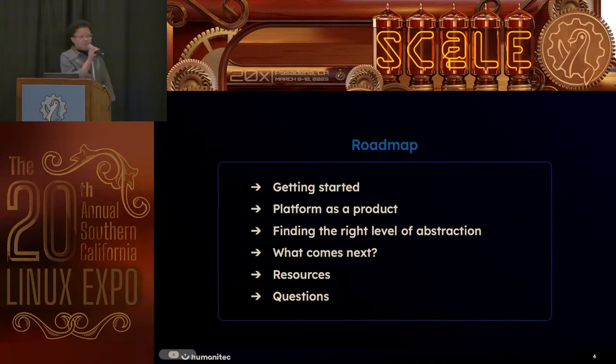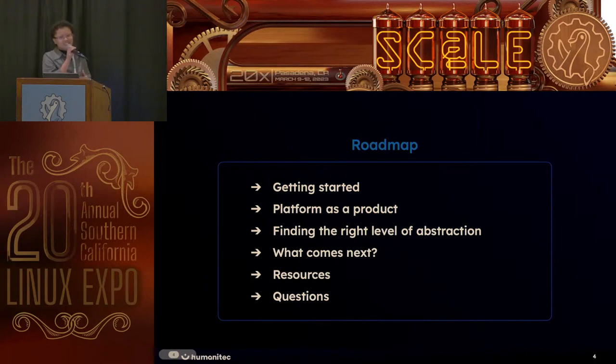Now I'm just going to give you a brief roadmap of what we're going to review. There's a lot to platform engineering, and this is going to be a pretty high-level overview of a lot of different aspects of it. First, we're going to talk about getting started. So what is platform engineering? What are the main problems that we're trying to solve with a platform? Then we're going to move into platform as a product, which is going to be the bulk of our presentation.